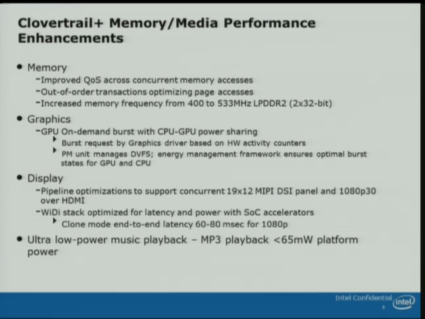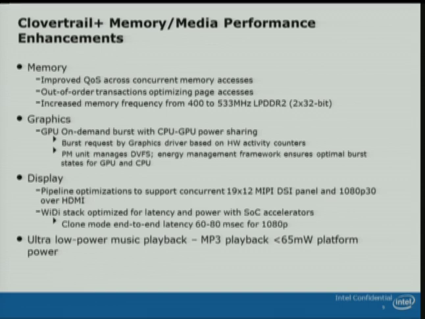So looking at memory, media, graphics, display, and audio improvements. The memory controller has improved QoS algorithms and is able to handle multiple concurrent QoS streams to memory. And the memory controller also schedules transactions out of order to DRAM for better performance. So the increased memory frequency, we talked about going from 800 MTS to 1066 MTS with the 2x32 LPDDR2. And that was primarily to feed the extra CPU and the dual-core graphics.